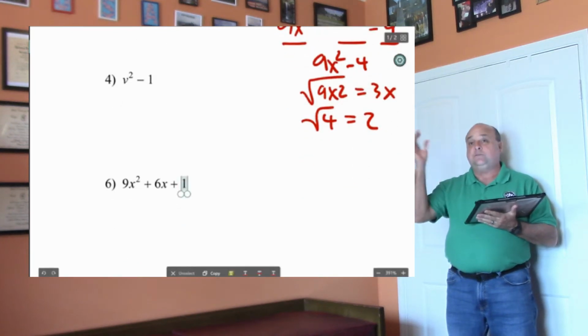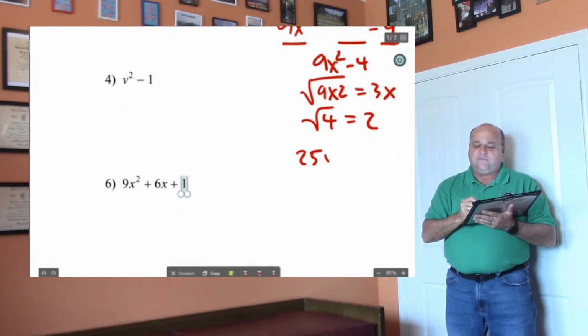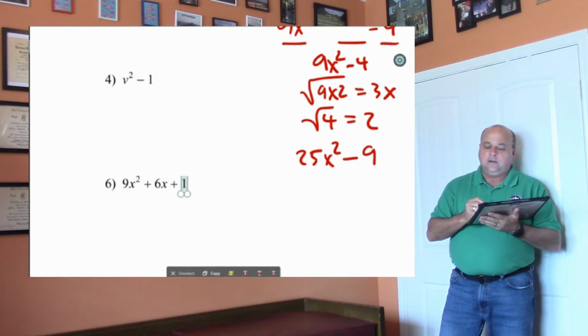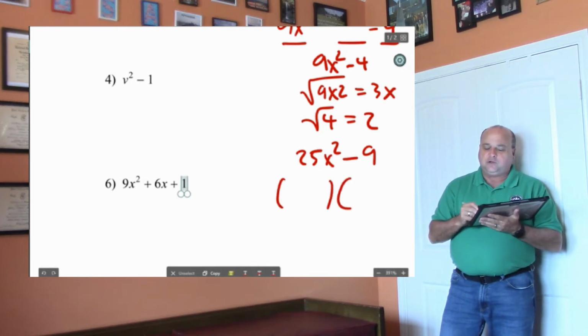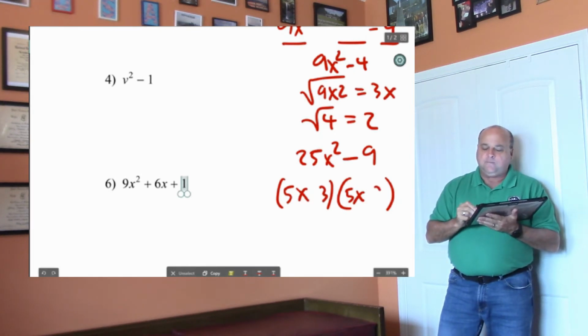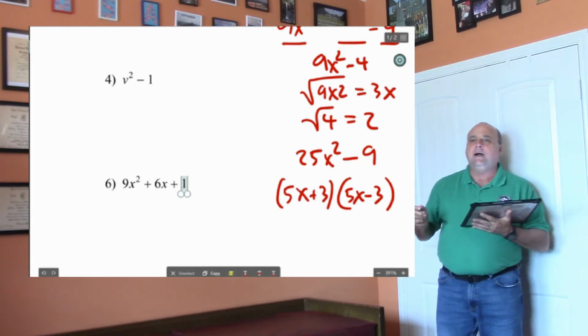Now then, let's work this backwards. Let's do 25x squared minus 9. What's the square root of 25x squared? It's 5x, right? So put 2 parentheses. We're going to have 5x and 5x. What's the square root of 9? It's 3, right? And remember, the signs will be opposite. So one will be plus and one will be minus.